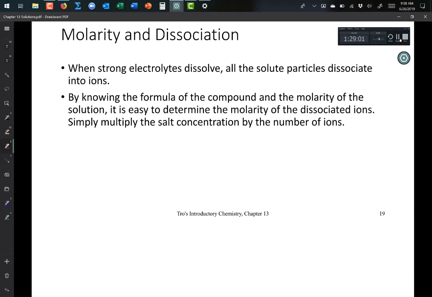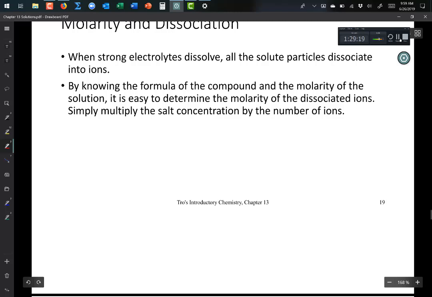Okay, now let's talk a little bit. One of the things we have to talk about is when you take a strong electrolyte and you dissolve it in water, it ionizes. You guys know that? It breaks up into its ions. So like sodium chloride, when I put sodium chloride into water and it makes a solution, what I actually have is a solution of sodium ions that are aqueous and chloride ions that are aqueous. You guys know that?